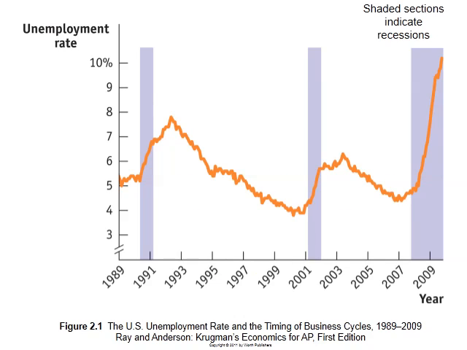Notice here the relationship between the unemployment rate and business cycles for years 1989 through 2009. Periods of recessions are indicated by the shaded boxes. Notice that the unemployment rate increased each time we had a recession. And it wasn't a small increase, but a fairly significant increase.